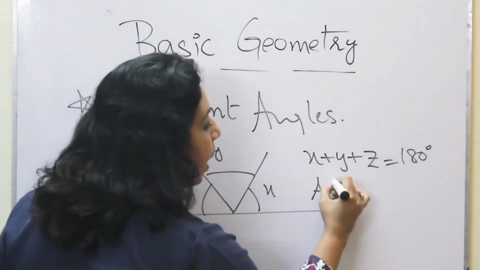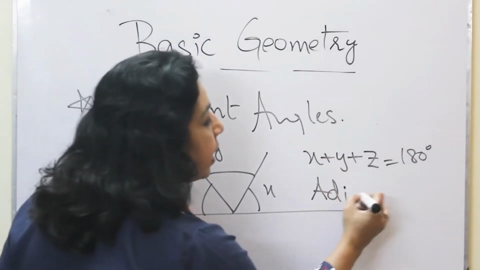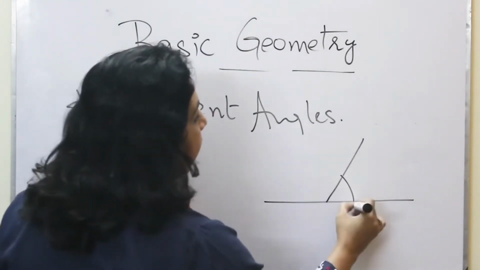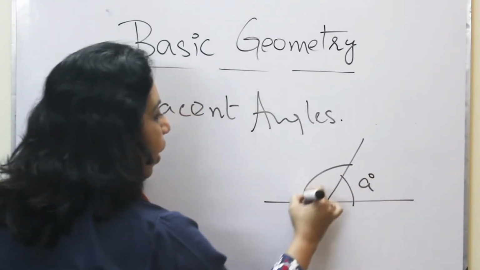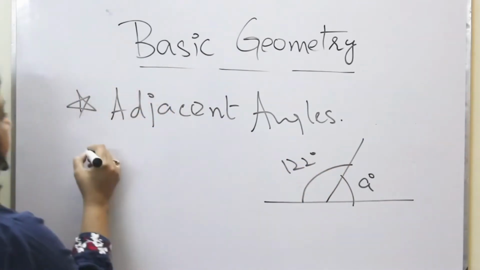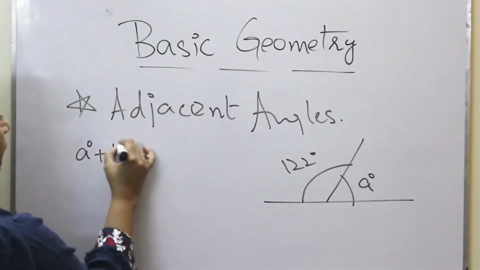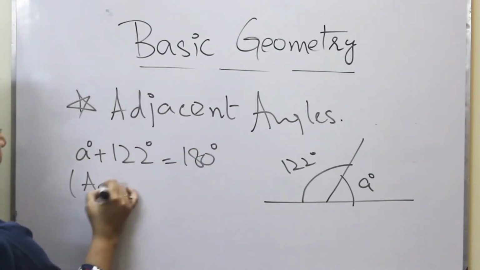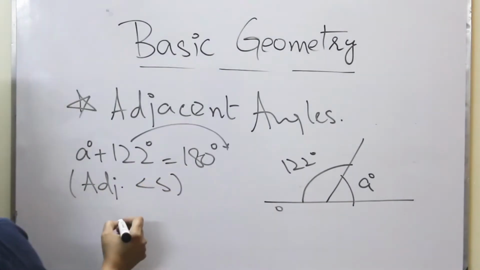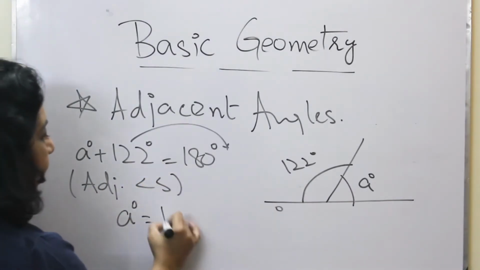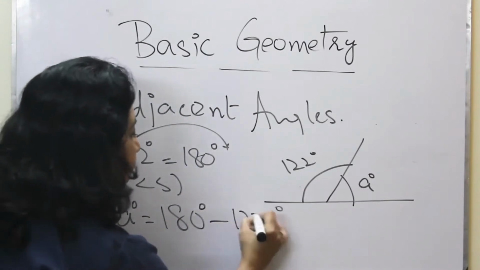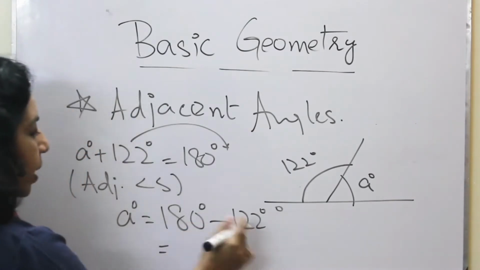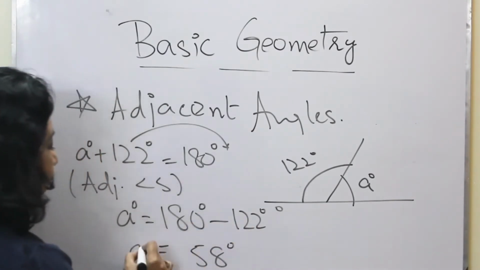We usually use the abbreviation ADJ for adjacent angles. So if I have A degrees here, and 122 here, if I have to find the value of A, I shall say A plus 122 degrees equals 180. I shall write ADJ, adjacent angles. So when I find the value of A, I shall take this 122 to the other side. It will be subtracted from 180. 10 minus 2 is 8, 7 minus 2 is 5, so 58 degrees is the value of A.